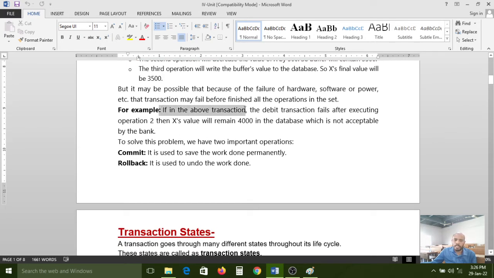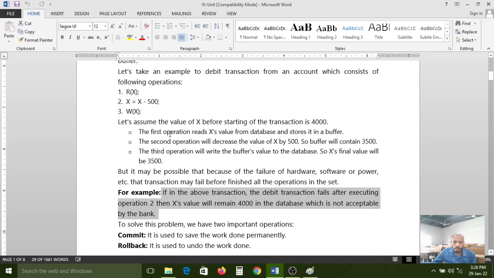If the above transaction, the debit transaction, fails after executing operation 2, then X's value will remain 4000 in the database, which is not acceptable to the bank. Here: read of X, X equals X minus 500, write of X. Let's assume the value of X before starting the transaction is 4000, nothing but the X account contains a balance of 4000 rupees.